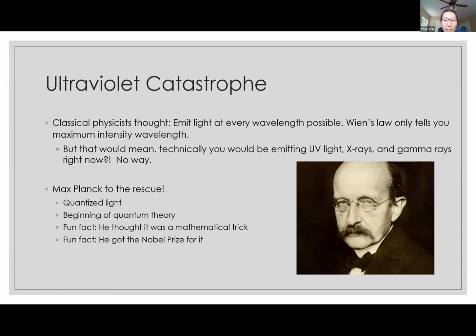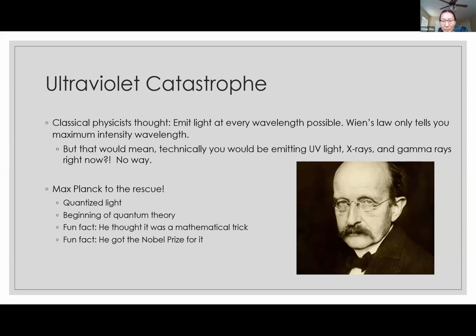So now we're going to talk about the ultraviolet catastrophe. So remember how in the previous slides we talked about the maximum wavelength, and that was the wavelength that's mostly emitted. There's some other wavelengths that the scientist Wien said could be released, but Wien's law says that you can emit light at every wavelength possible. Only some of them are more than others.